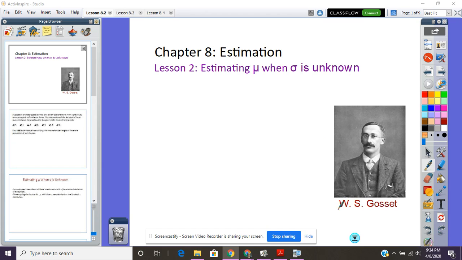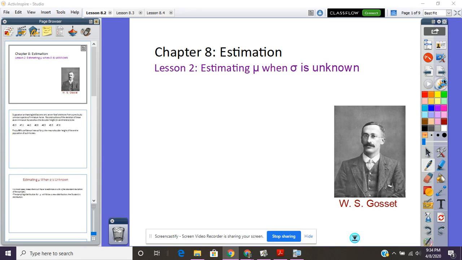It was created by this guy named W.S. Gosset, who worked for a company where he was not allowed to publish his own work. And so he published his table, the Student's t-table, under the pseudonym Student. So W.S. Gosset is actually the one that created that table, and it's an interesting story if you want to look more into that.